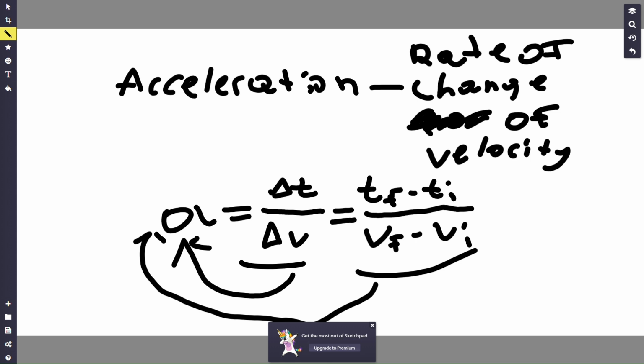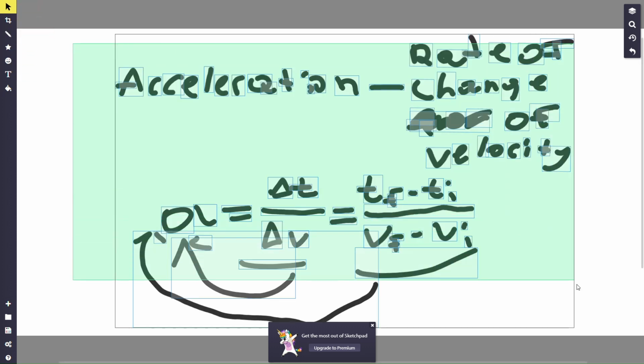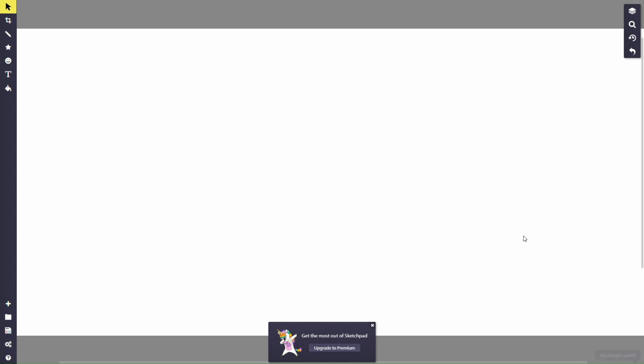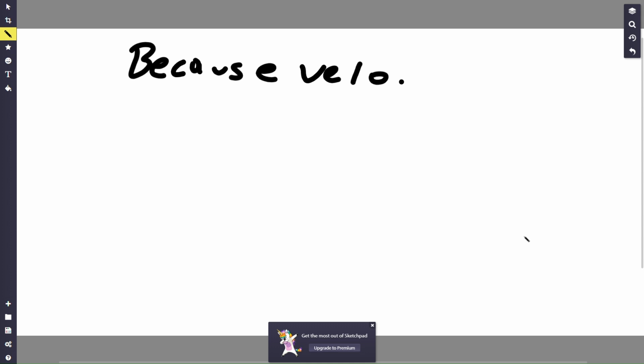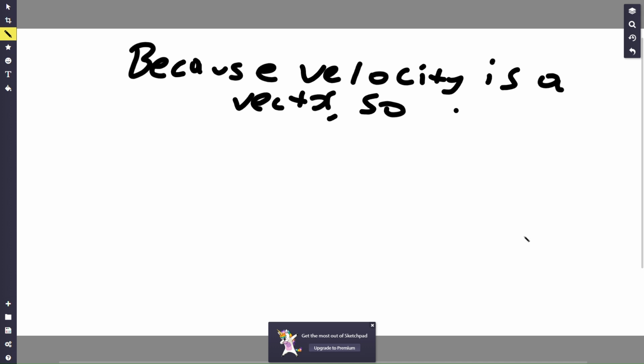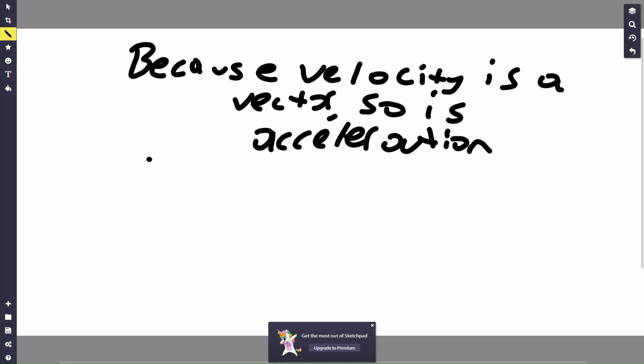Now, because velocity is a vector, so is acceleration. And that's an important thing to note.